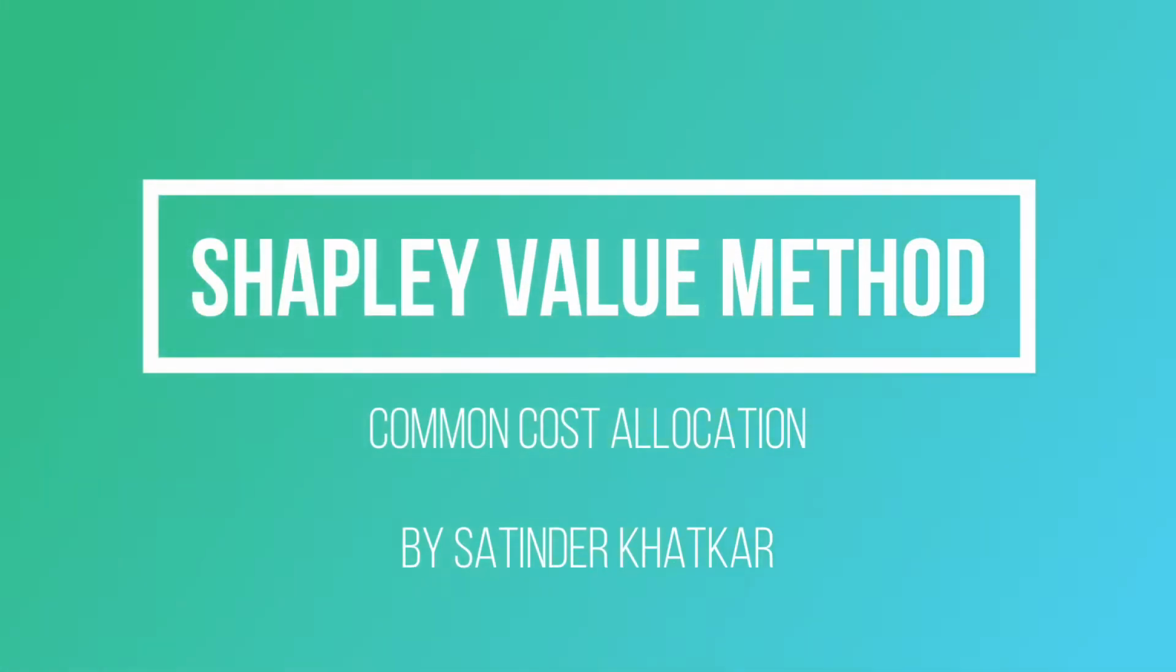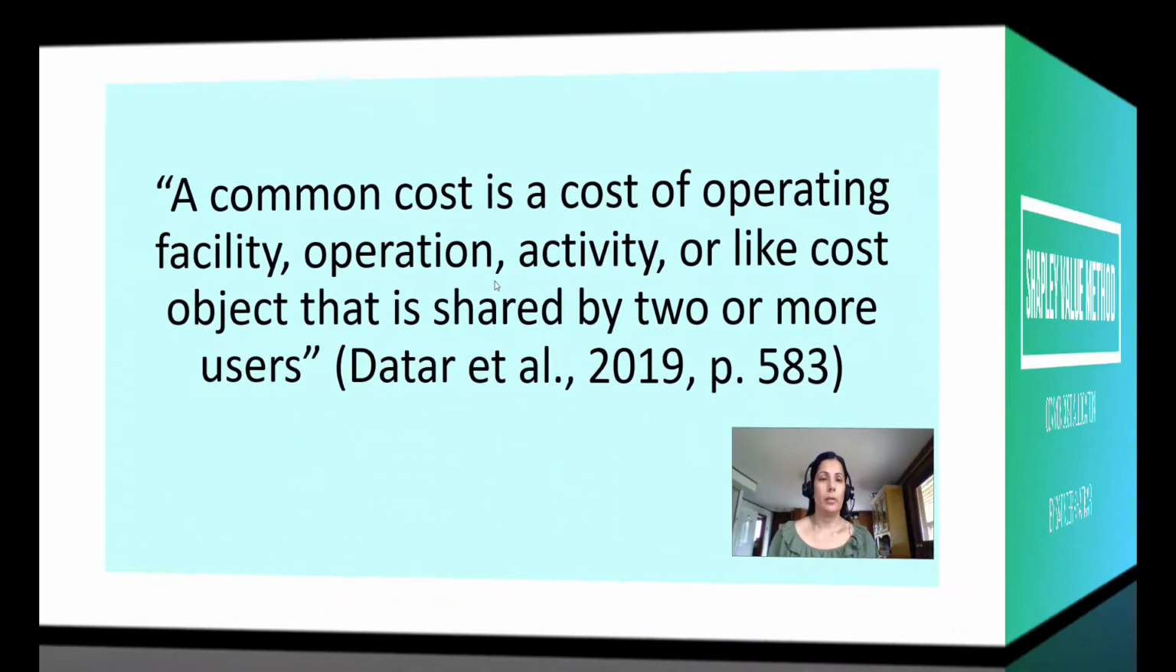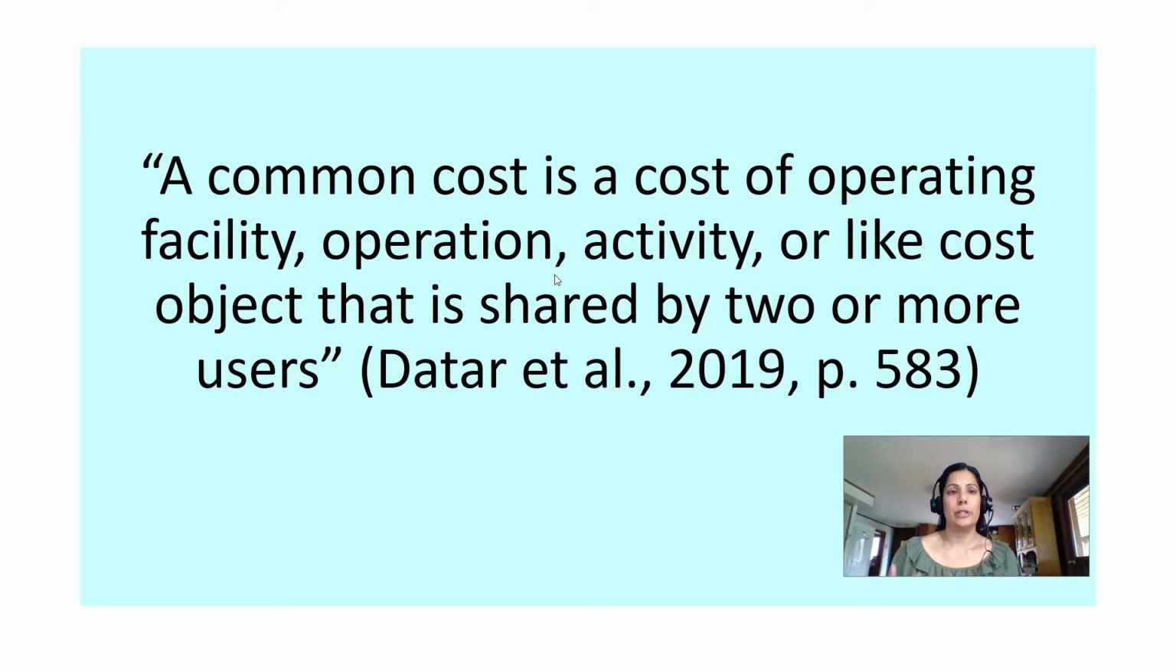This tutorial will look at how to allocate common costs between two parties using the Shapley value method. A common cost refers to a shared expense between two or more parties. So the real question is how much of the shared cost should be allocated to each party? Should it be 50%? Should it be more or less than that? And we'll look at the Shapley value method and how to do this.